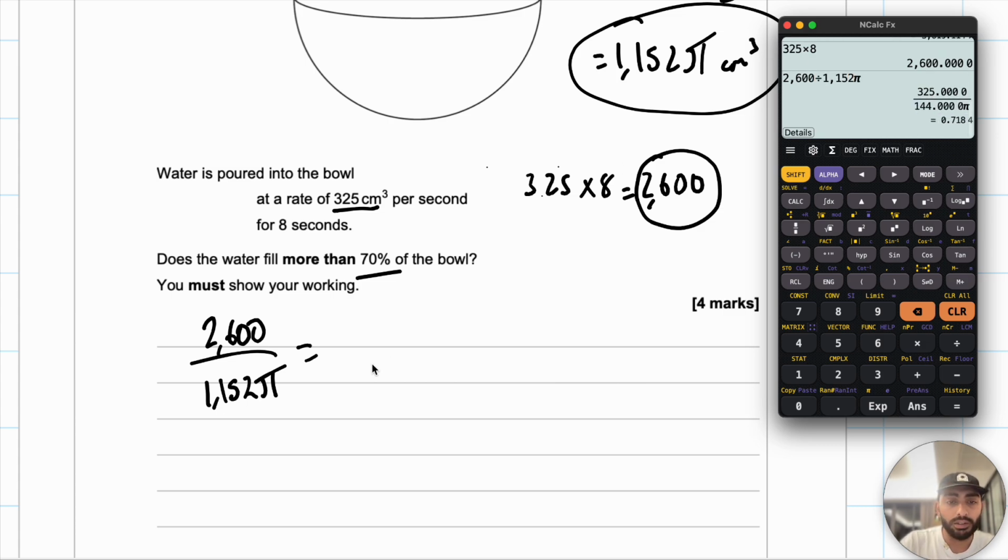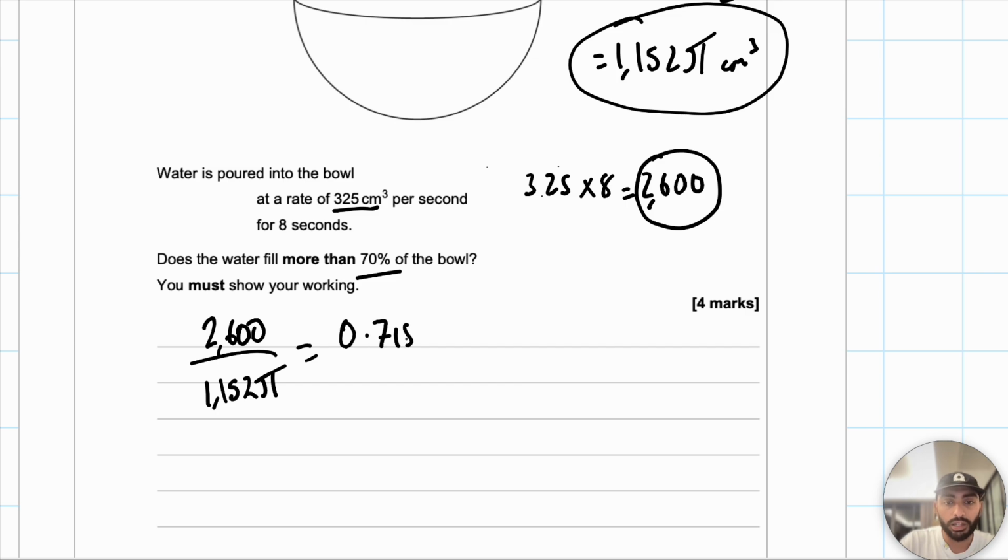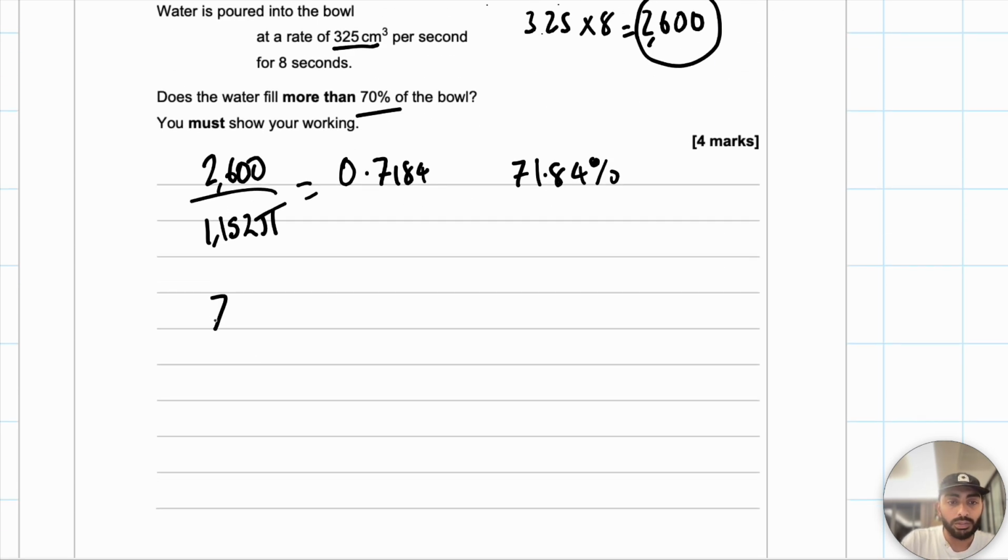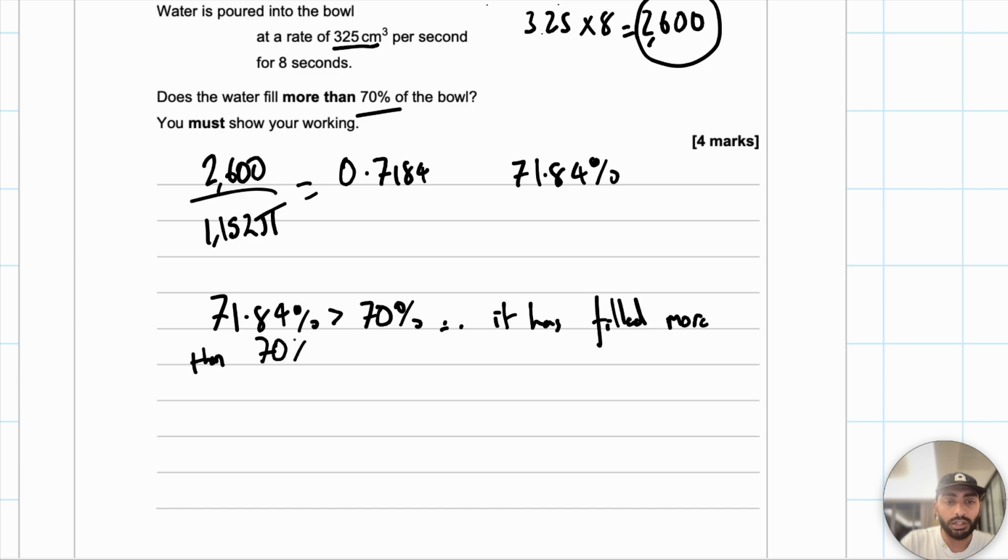It gives us 0.7184. If I multiply that by 100, that is the same as 71.84%. This is more than 70%. So 71.84% is greater than 70%. So therefore, it has filled more than 70% of the bowl.